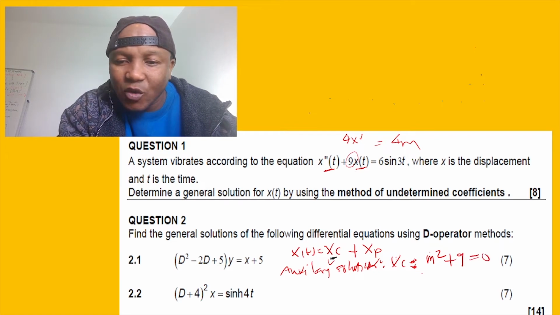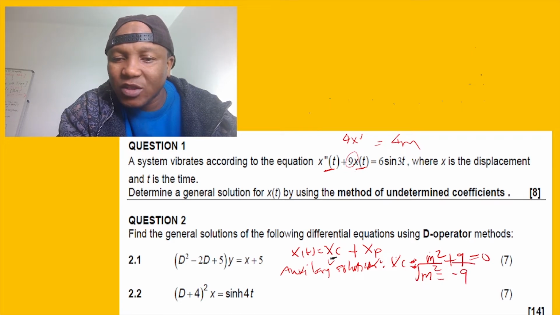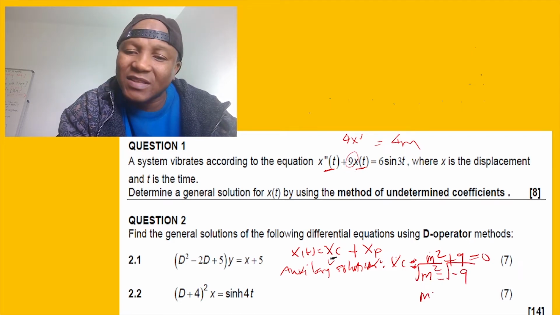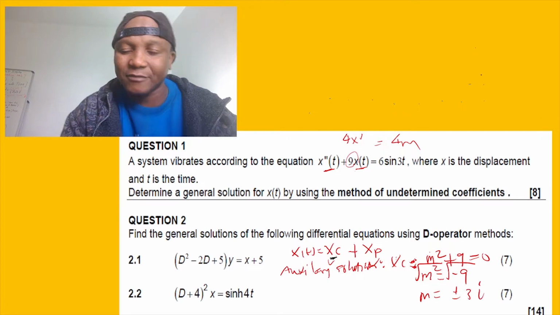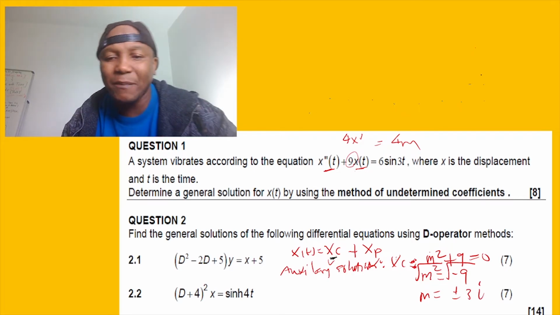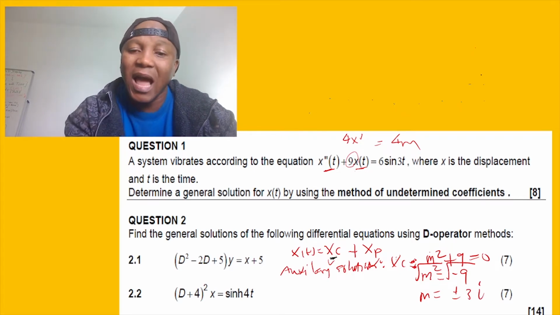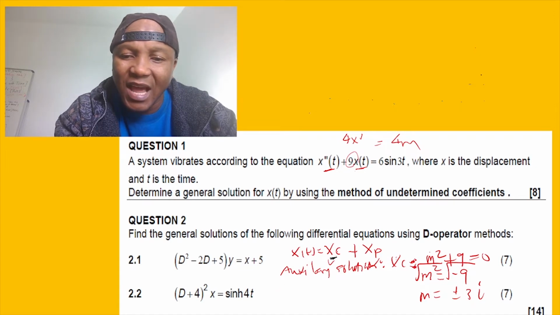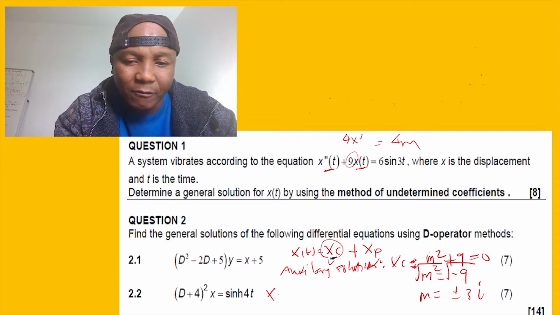Find the value of m. So we're going to say m squared equals -9, and then you take the square root. Oh, I believe it's a complex number. So it's going to be plus or minus 3i. So that's going to help us to get the auxiliary solution. What is the solution we're looking for here?